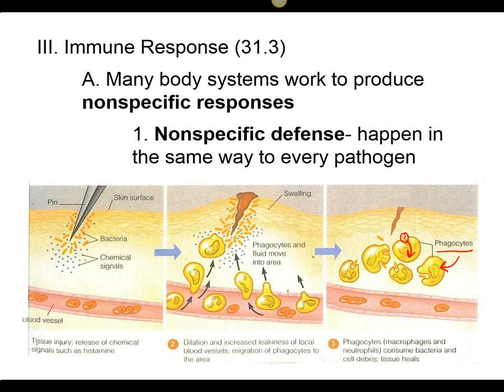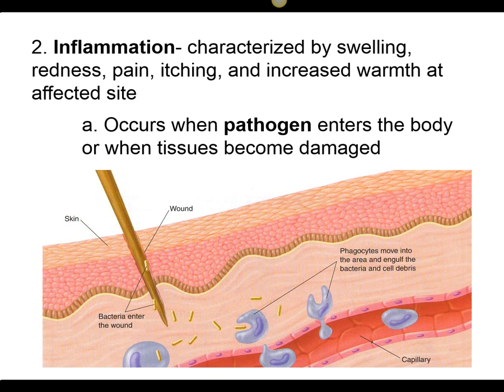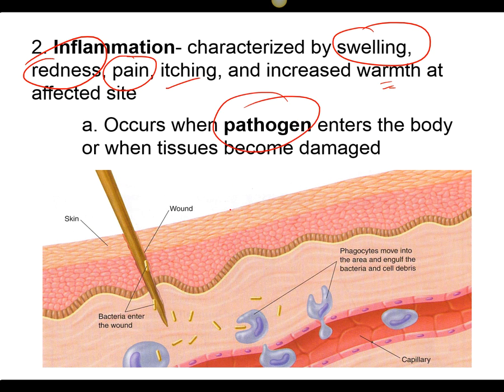And so when you get cut, all of these white blood cells leave the blood and go to the infected area. This is going to cause inflammation. If you've ever cut yourself or had acne, you may have noticed that the site of infection is red, painful, swollen, and it may even itch, and it's going to be slightly warm too. That's the body's non-specific response to a pathogen entering in.